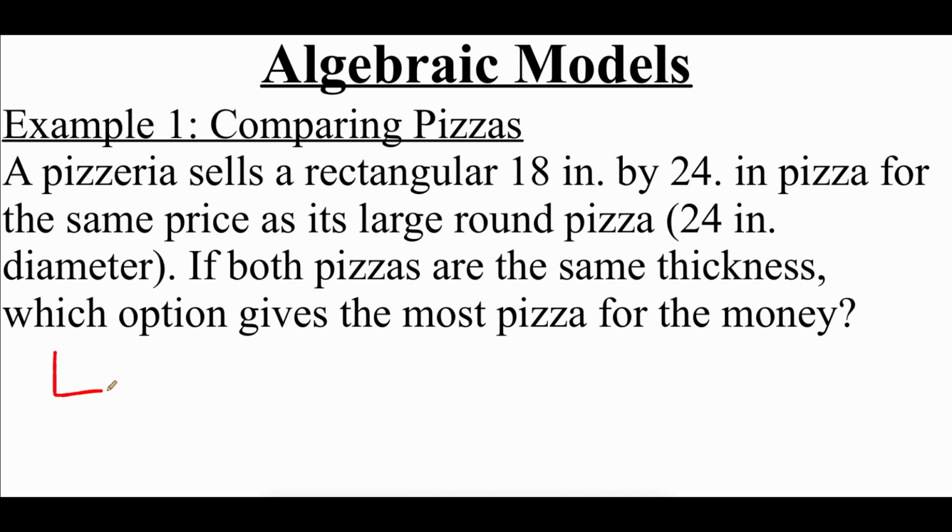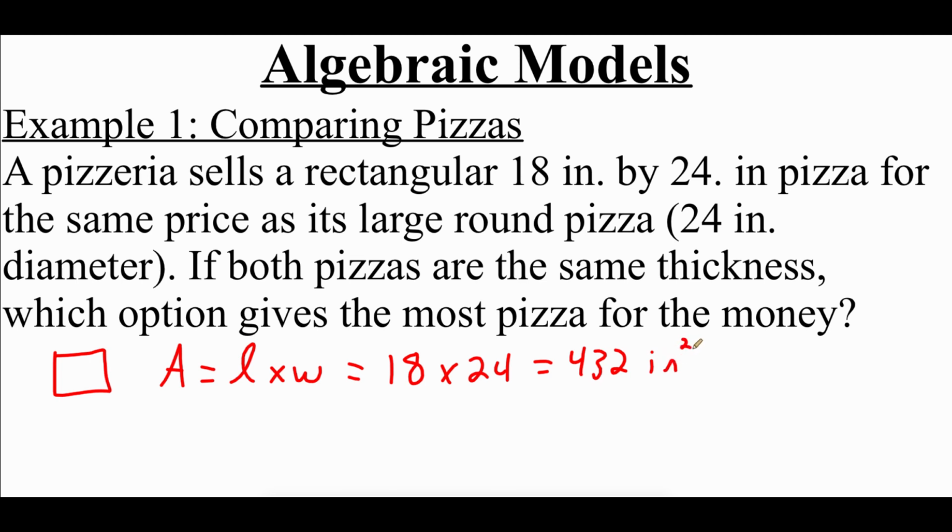So first let's look at a rectangle. For a rectangle, in order to find the area, we take the length times the width of our rectangle. Looking at the information that we're given, we've got 18 inches and 24 inches as our length and our width. If we multiply those together, 18 times 24, we're going to get 432 square inches of pizza in that rectangular pizza.